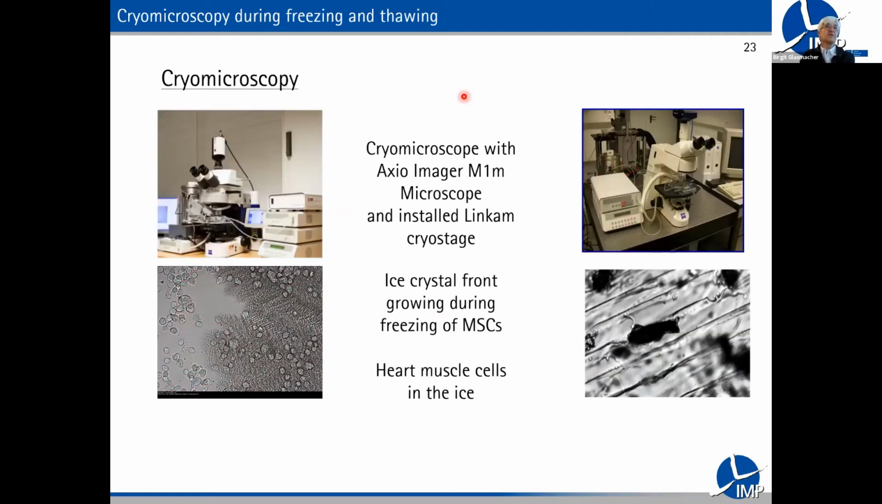Cryo microscopy has already been mentioned, that we can visualize the freezing process in the microscope. Here you see some cells, and here the growing ice around the cells. And here again, you remember, these are the heart muscle cells in the ice. And these were mesenchymal stem cells that we froze and visualized.